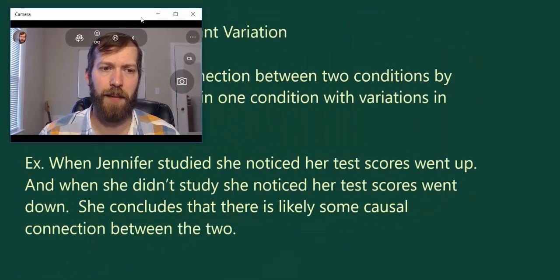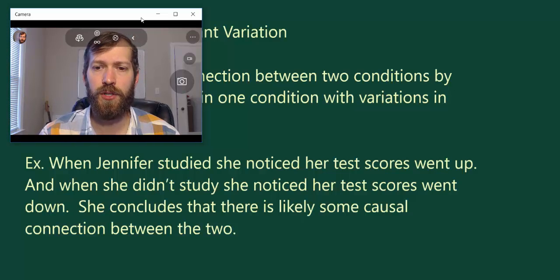So, for example, when Jennifer studied, she noticed her test scores went up. So there's this positive correlation between Jennifer studying and her test scores going up. Now, that's not enough to say that studying causes her test scores to go up.